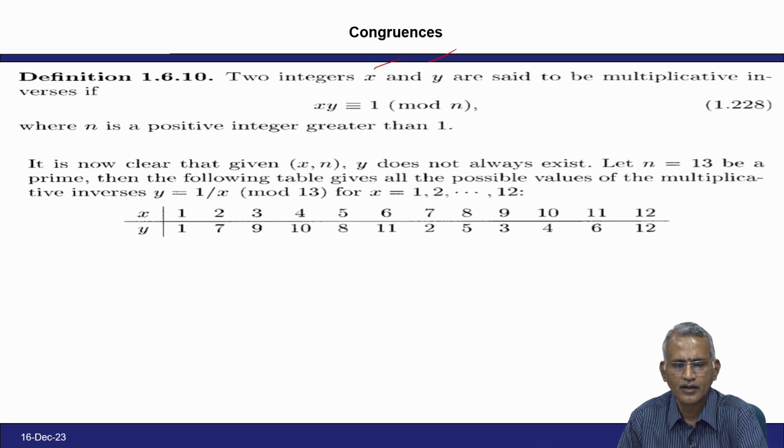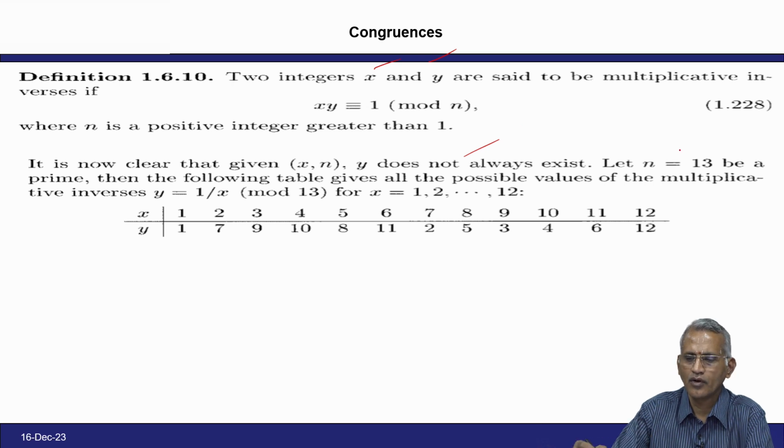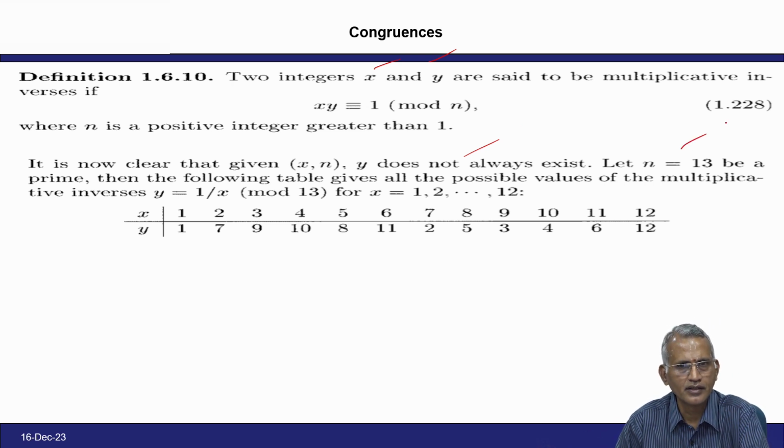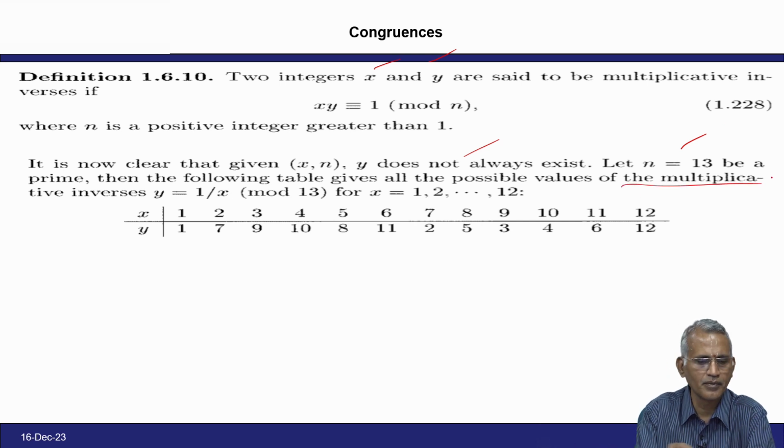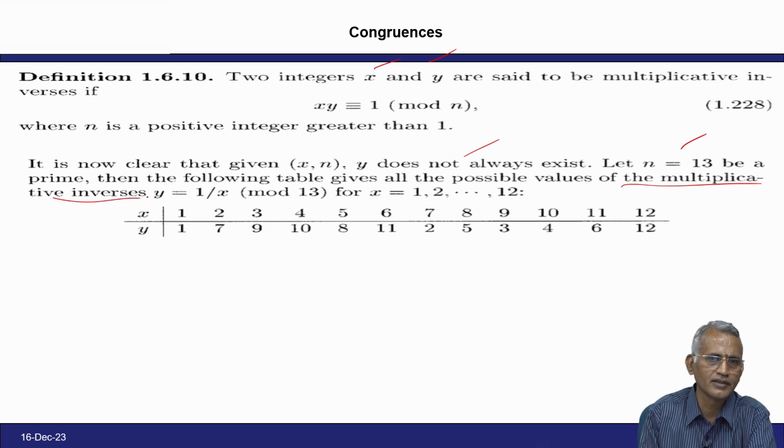So, let us start. Y does not always exist. Clearly, we have a given x and n. Under modulo n equal to 13, check it out. The n should be prime. Here n equal to 13, and 13 is a prime. The following table gives all the possible values of the multiplicative inverses y equal to 1 by x. You start with x equal to 1, then y equal to 1 by 1 under modulo 13.